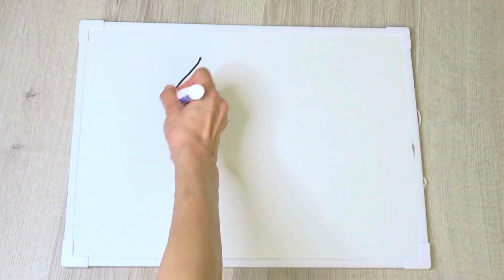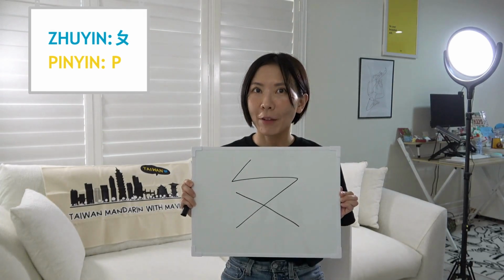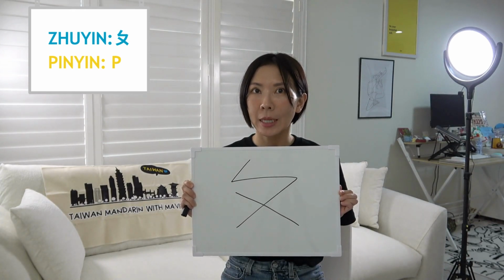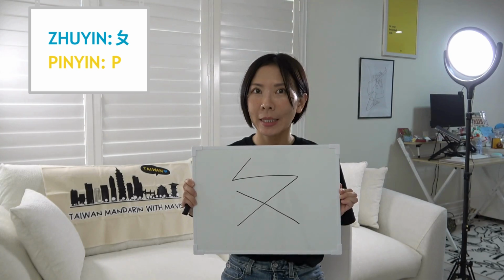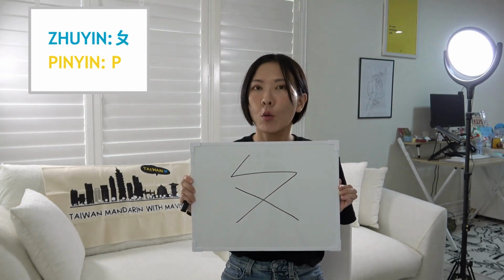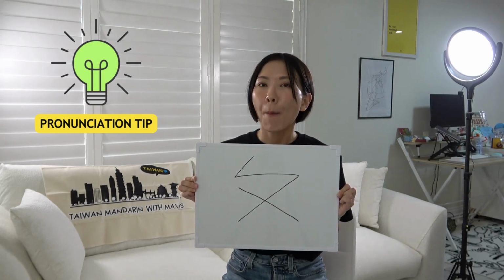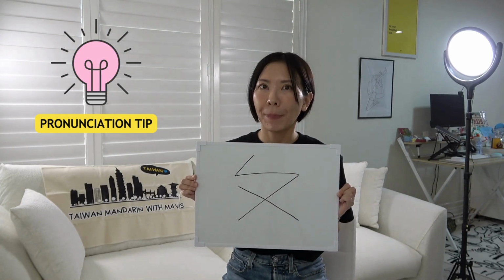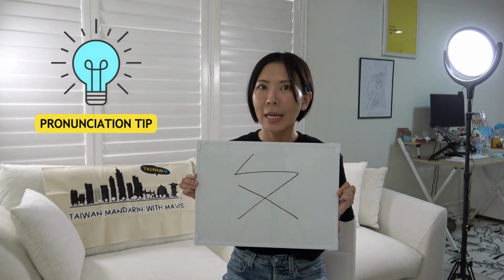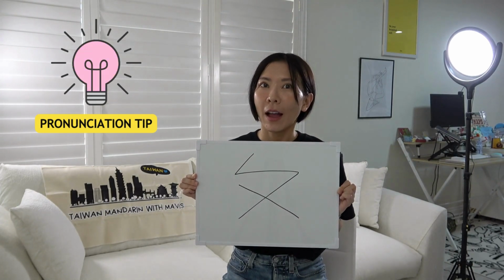Next we have P. Repeat after me. P. The equivalent would be how you pronounce the symbol P in Pinyin, which is also P. Want to say it more correctly? Try this. P. P. P. I think we got it.